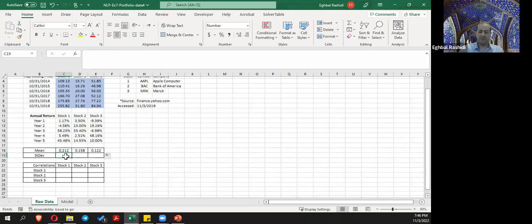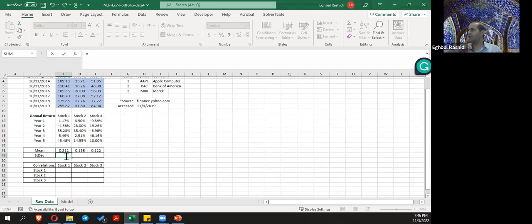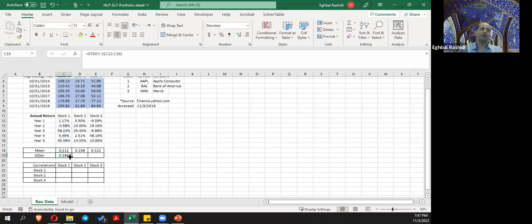And also the standard deviation. For a standard deviation, because these are samples of data, you can just use the STDEV. It actually has two formulas, STDEV.P, which is for population, and .S, because these are sample data. I'm going to go with .S, okay? Then I'm going to pick my rate of return for stock one from year one to year five. And that's going to give me the standard deviation for stock one.